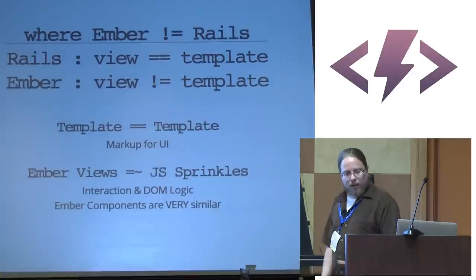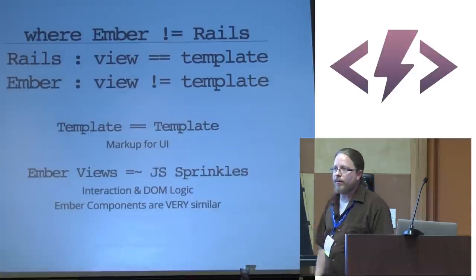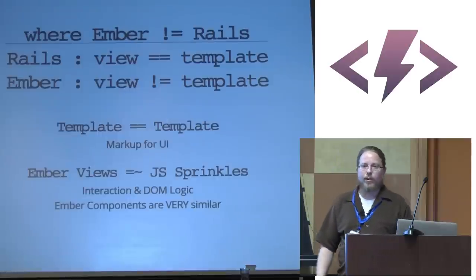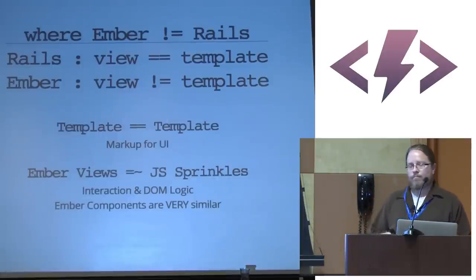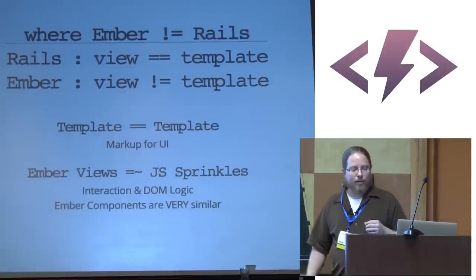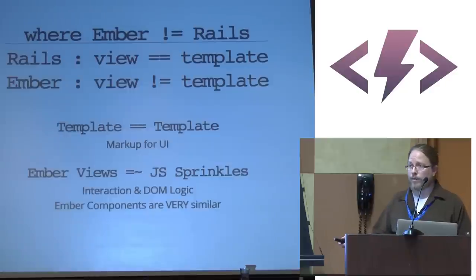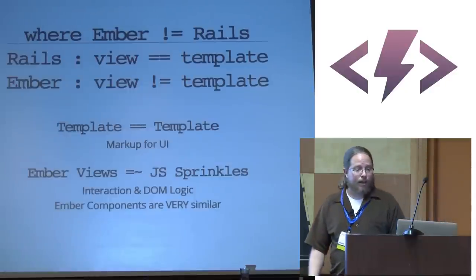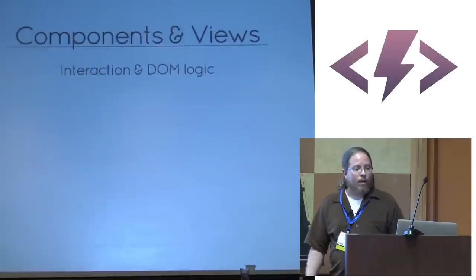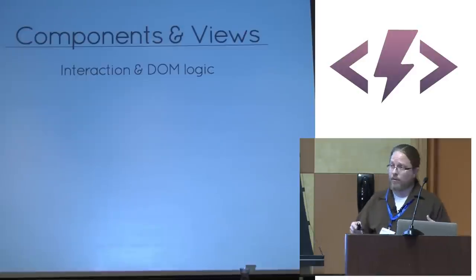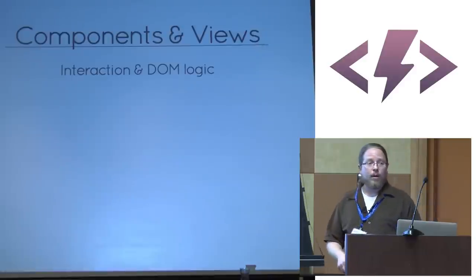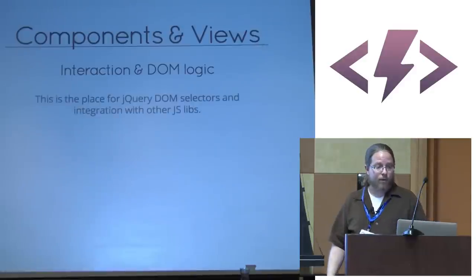An Ember view is really a lot closer to the JS sprinkles that you might sprinkle into a Rails app. It's little bits of fine-grained user interaction, little details that you need to deal with. And another caveat here is that Ember has something called components, which are based on the upcoming web components standard that's being standardized currently. And views and components are very similar. They both deal with interaction and DOM logic and manipulating the DOM directly. And it's really the only place within an Ember app that you're going to do any sort of direct DOM manipulation. Otherwise, you let Ember do all of that stuff for you.